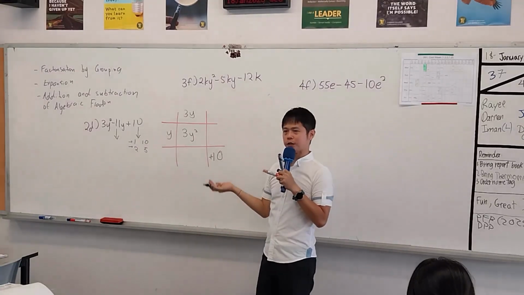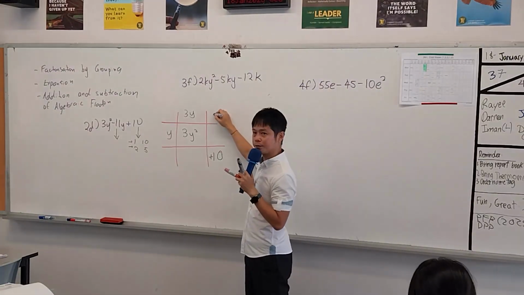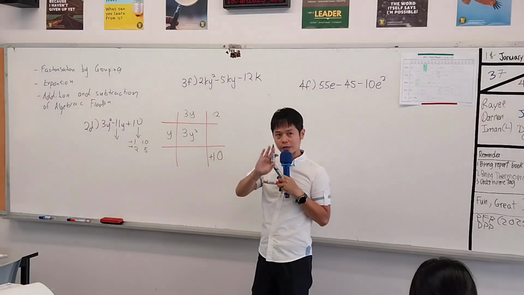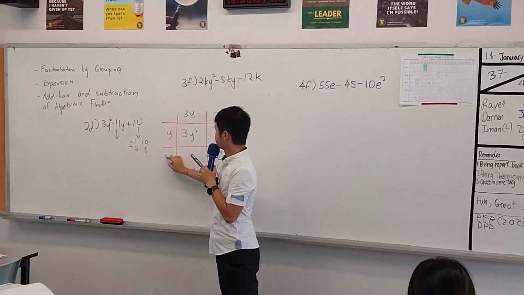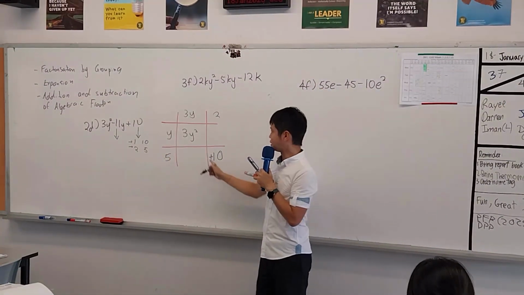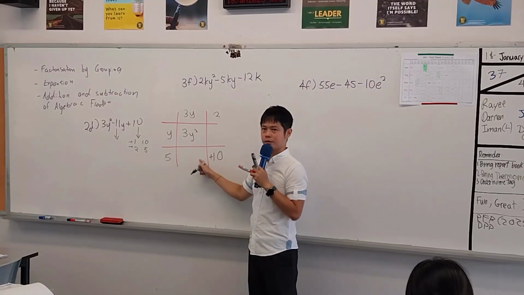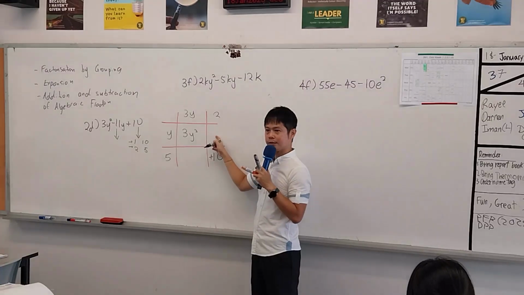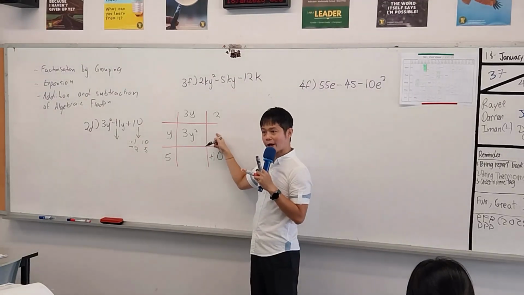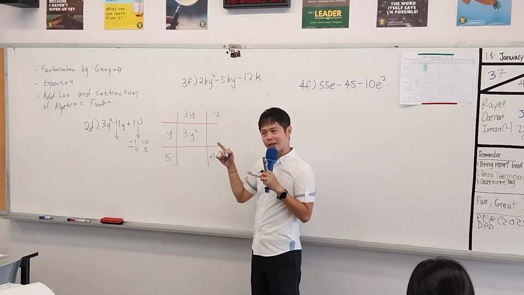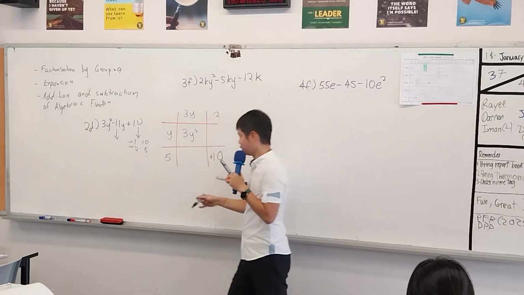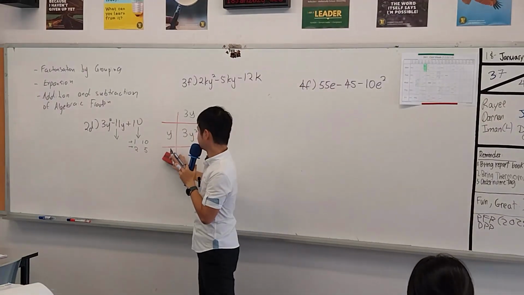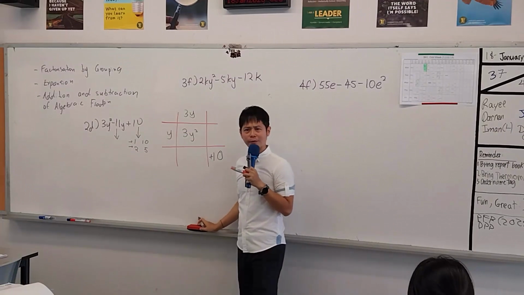Now let's say we don't know, we just randomly put. Can we put 2 here? Don't care about the sign first. And then we put 5 here. So what is the area here now? 15y. And this here, 2y. 15 and 2 cannot get 11, right? Then I continue, I erase first. 15 and 2 cannot get 11.